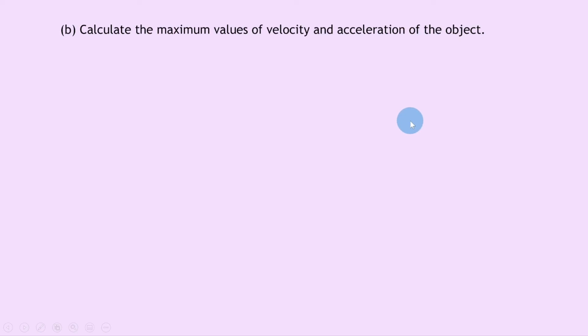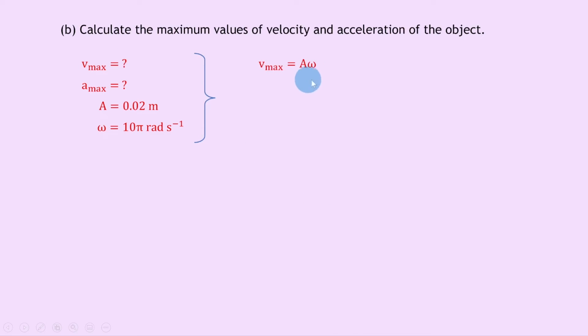Well, writing down what we know from the question, we're trying to find the maximum velocity and also the maximum acceleration. We know that amplitude A is equal to 0.02 meters and the angular frequency omega is equal to 10 pi radians per second. So writing down our equation for the maximum velocity of an object undergoing SHM, first of all, we have V max equals A omega. Then substituting in our numbers, we have 0.02 times 10 pi, and putting that into your calculator should give you an answer of 0.63 meters per second.